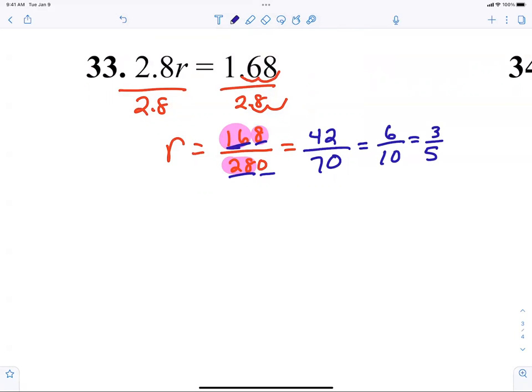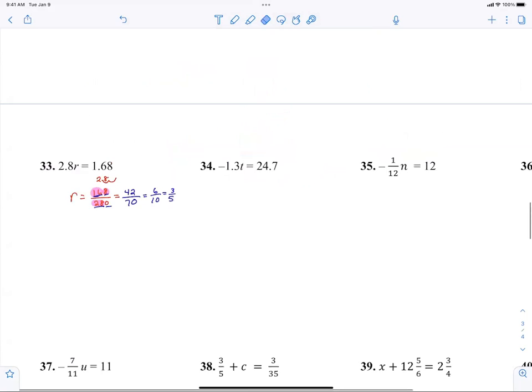I got 6. I tried plugging it in, it still works out. If I put 6 in, I know that just 2 times 6 is what? Well, it's way more than 1.68. I did 16.8. Oh, I did the wrong one. That's all right. All right, let's knock out 35.